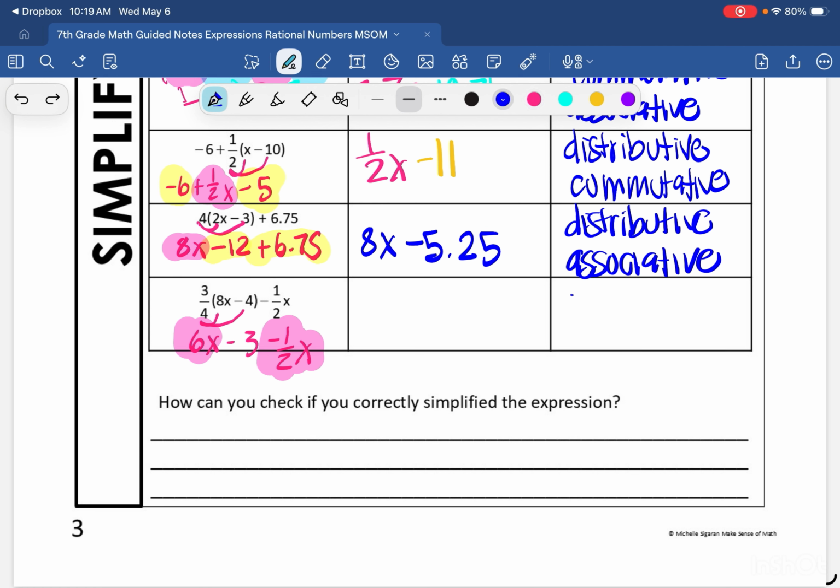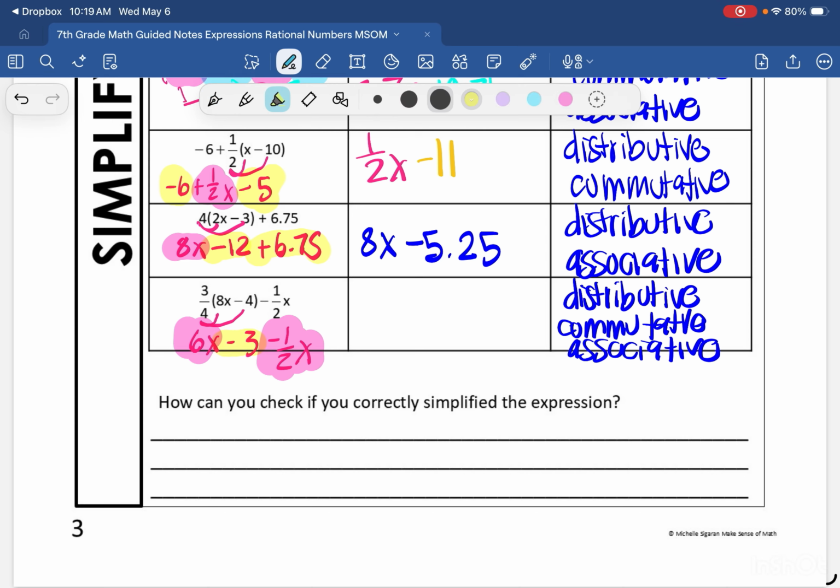So we've used the distributive property, and we're also going to be using the commutative property, and we'll also be using the associative property when we combine them together. Then we have my negative 3 here. So we have 6x minus 1/2 x is 5.5x. Then we have my minus 3.